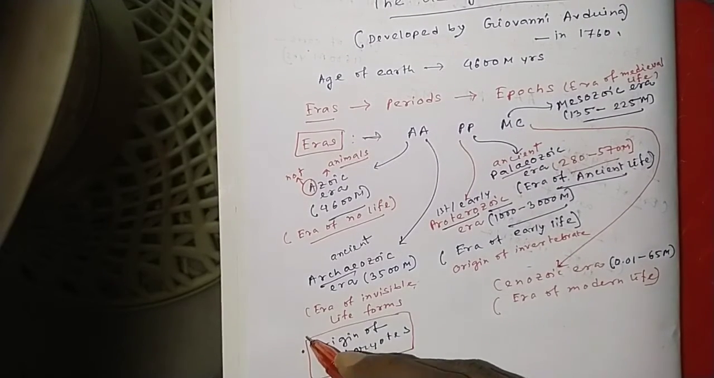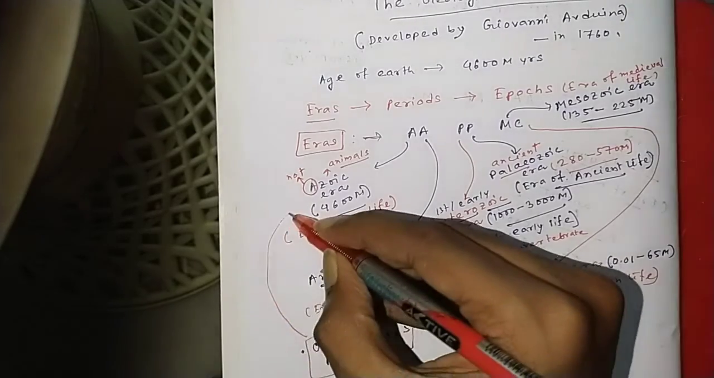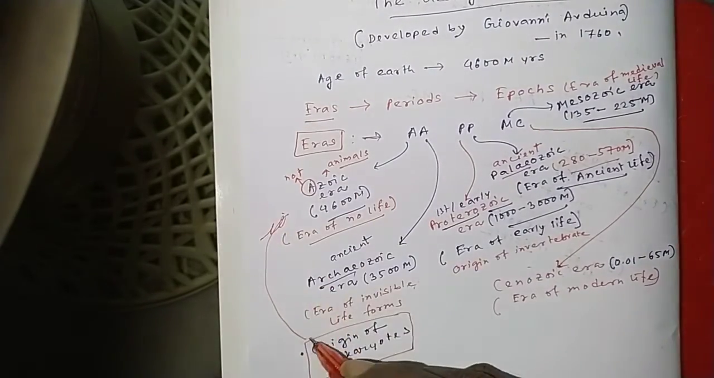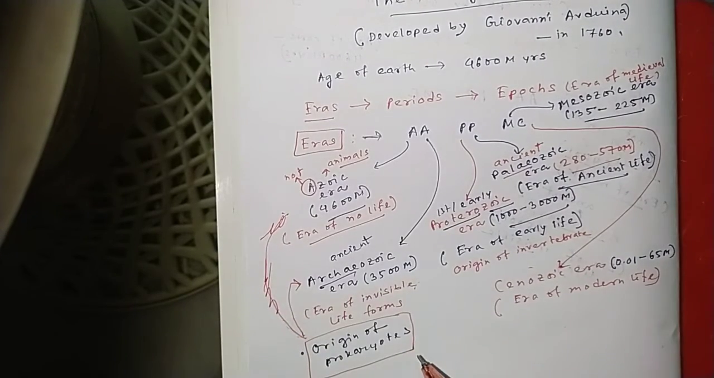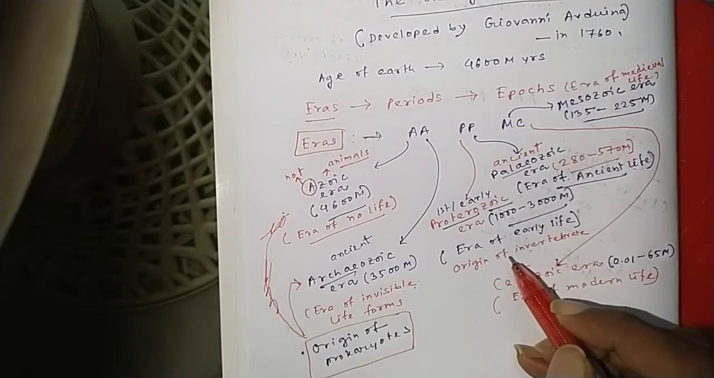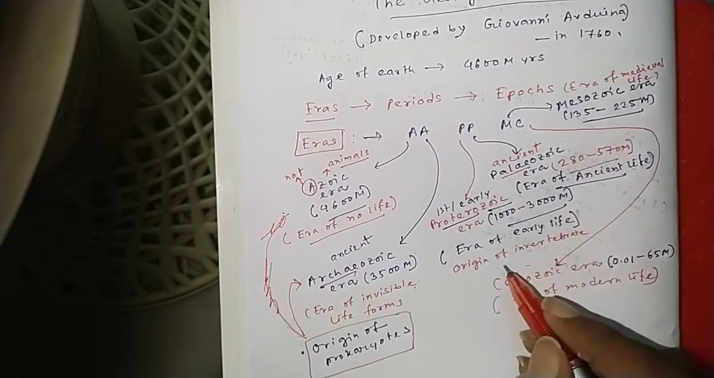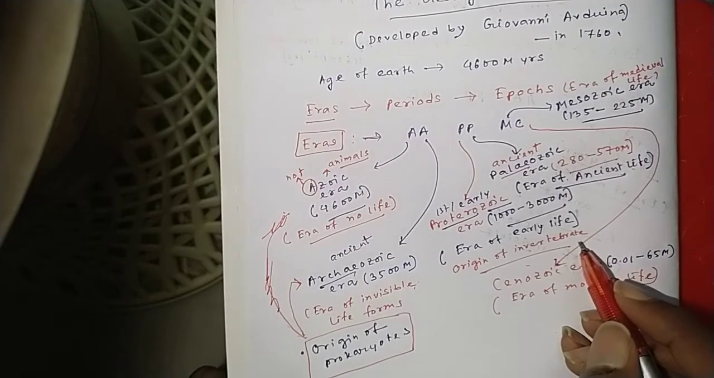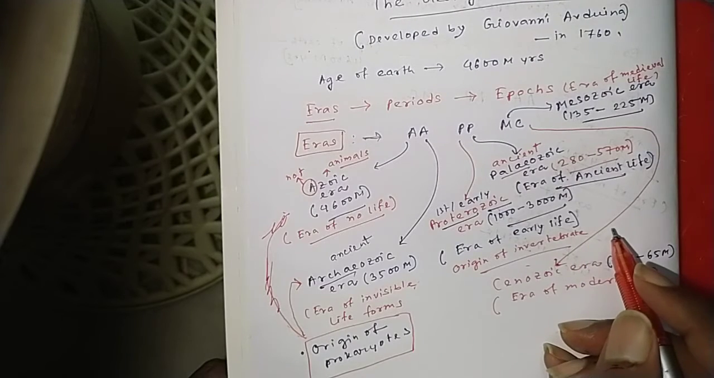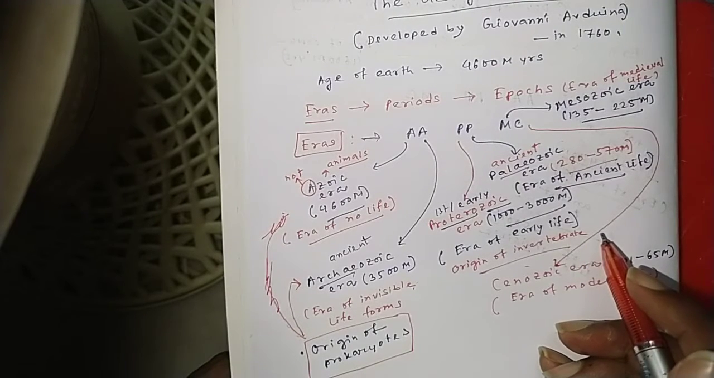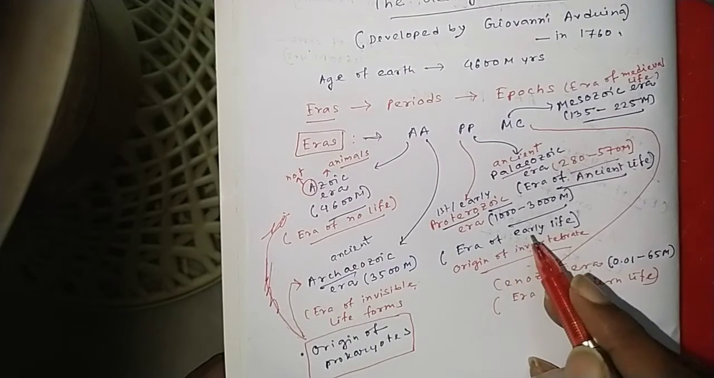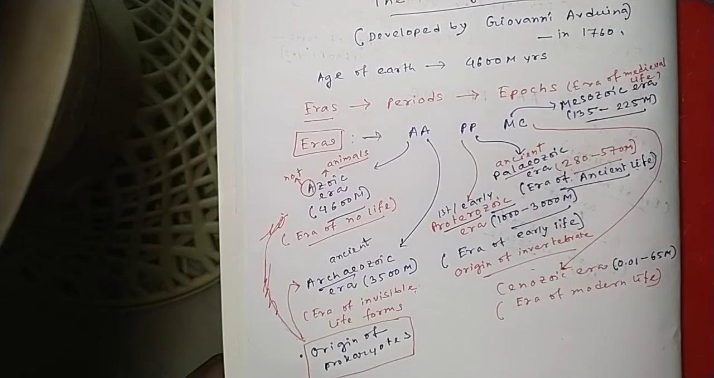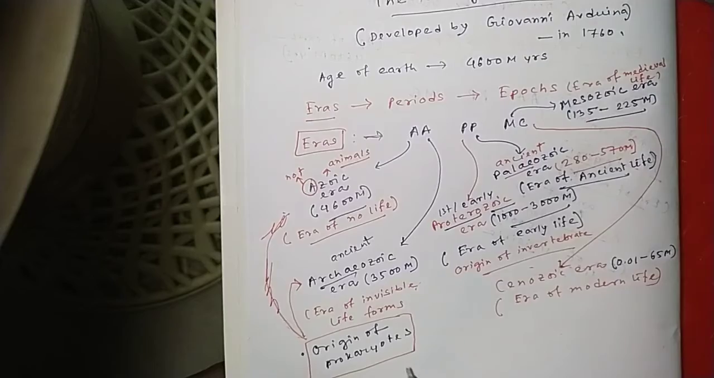So here you can easily remember that in the Archeozoic era, we have the origin of prokaryotes, and in the Proterozoic era, the era of early life, we have the origin of invertebrates. The first eukaryotes also originated in the Proterozoic era. Now let us talk about the next P, that is the Paleozoic era.